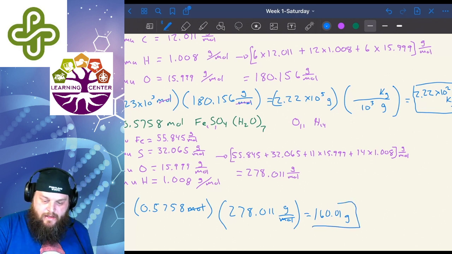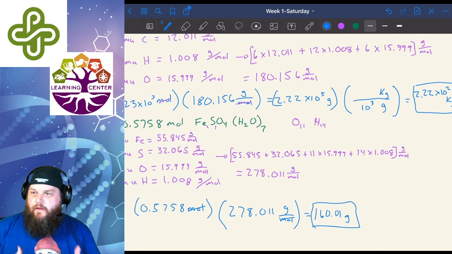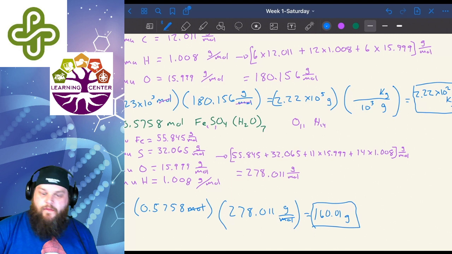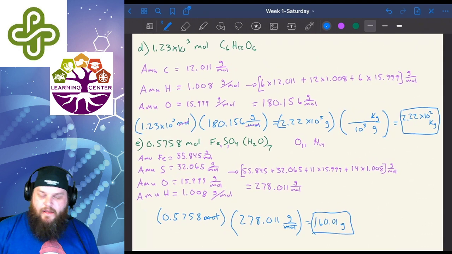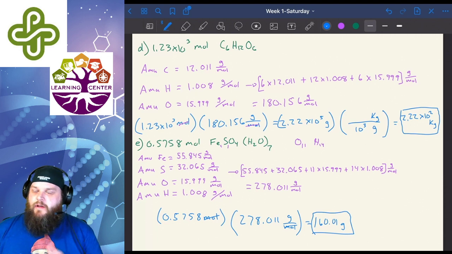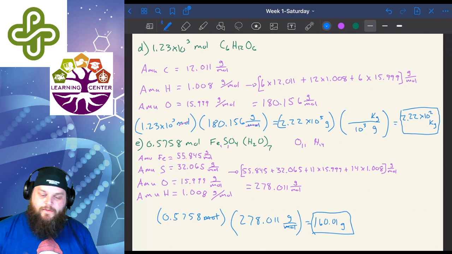So that is, again, how we find the mass of our compound, dependent on how many moles we have. And this is useful because in a chemical reaction, you can often tell how many moles reacted, and then you can use that to figure out how much mass you have, or vice versa. If you can determine the weight of your product, you can then figure out how many moles of it reacted.